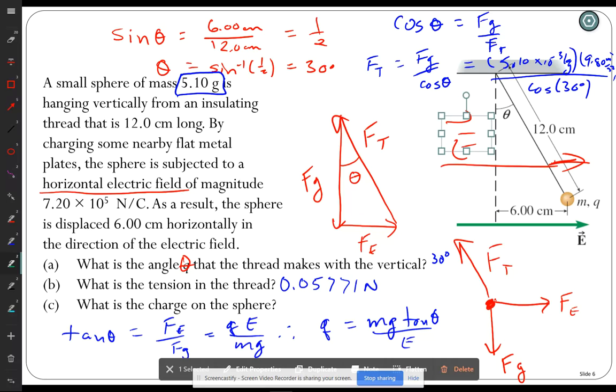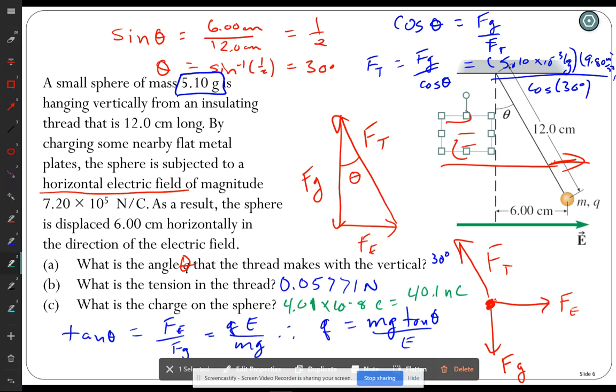4.007. This time I wouldn't have lost credit. So 4.01 times 10 to the minus 8. Yeah. 40.1 nanocoulombs.